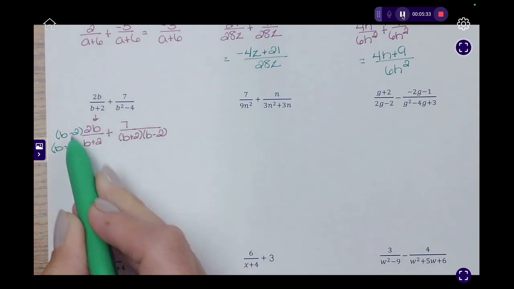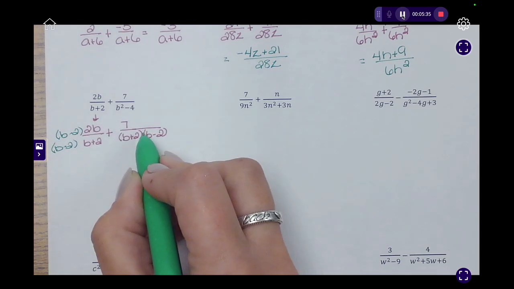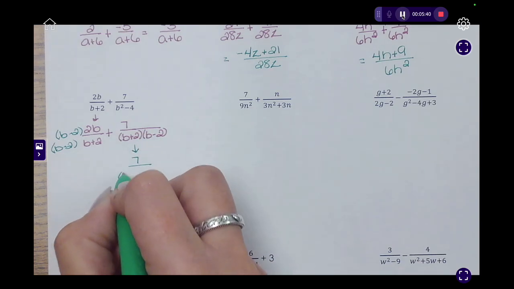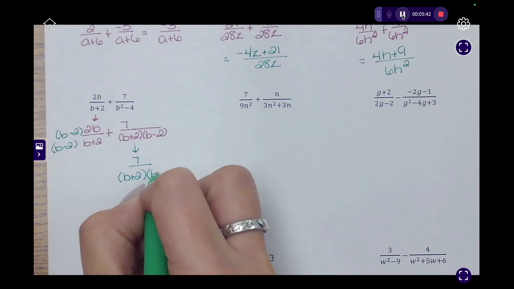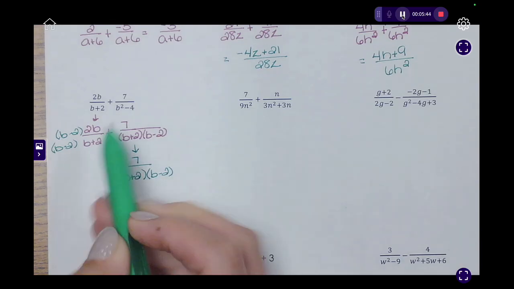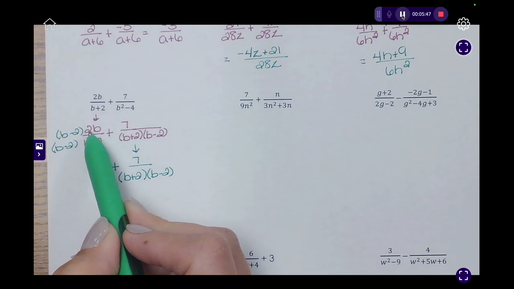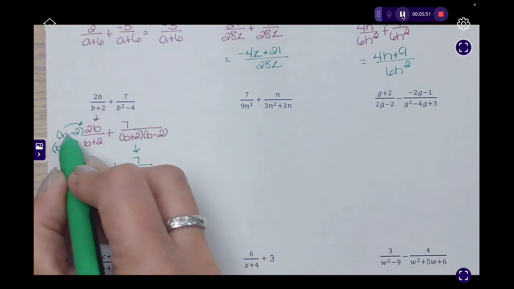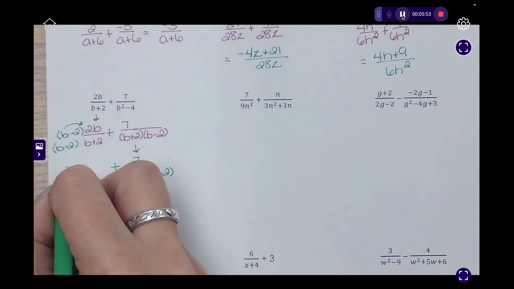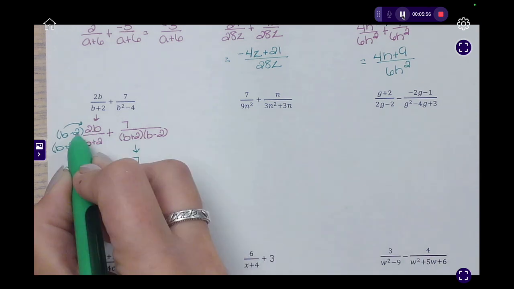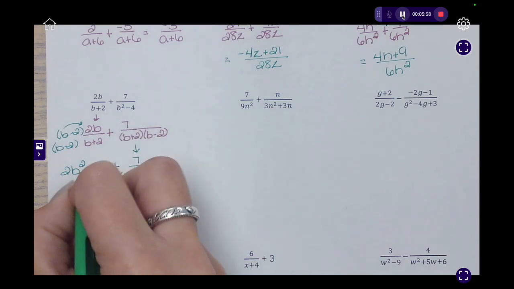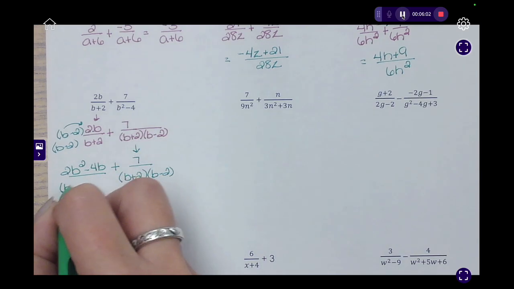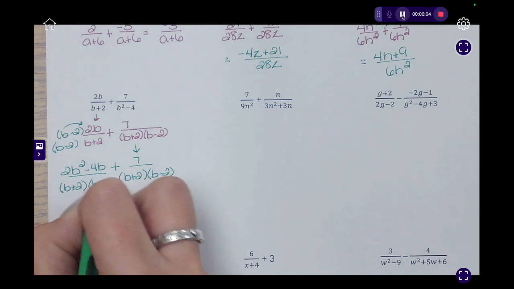Remember, what you do to the bottom, you have to do to the top. So this one's not changing. I'm not multiplying this side by anything, so this one is staying the same. Over here, I'm going to multiply the 2b times the b minus 2. Realize it's like you're just distributing. So b times 2b is 2b squared. Negative 2 times 2b is negative 4b. And then on the bottom, again, we just leave it. We're not multiplying the denominator out.